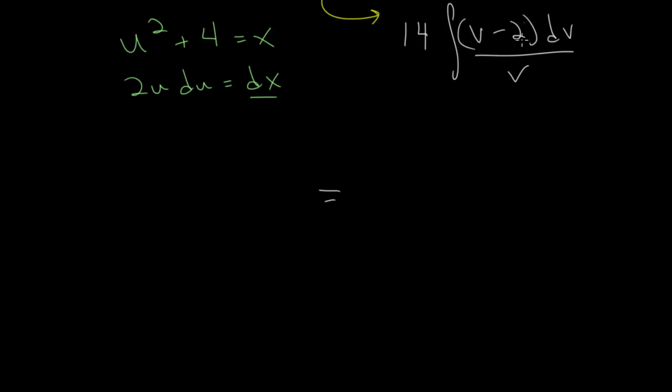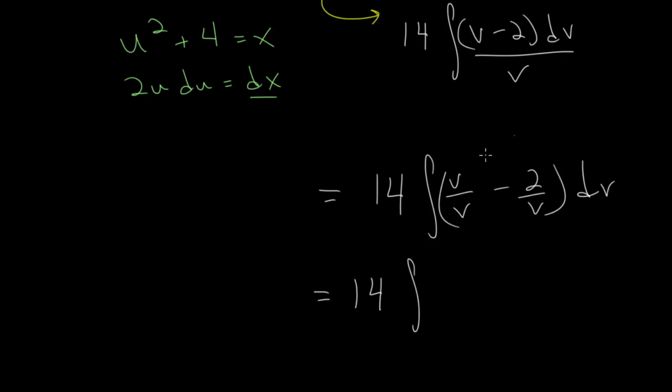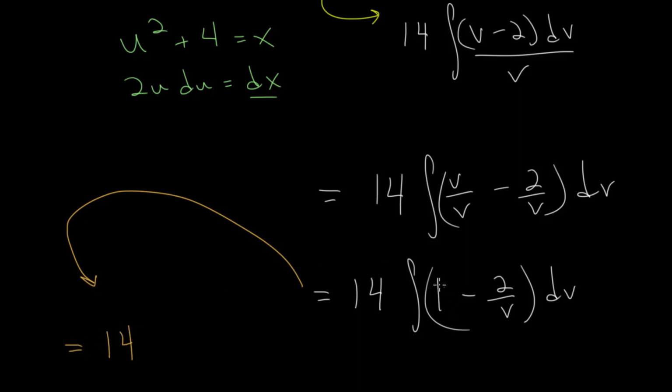Let's actually divide v into both of these so that we get 14 multiplied by the integral of v over v minus 2 over v. And we have dv here, which is 14 multiplied by the integral of 1 minus 2 over v dv. And we can evaluate this now. This will just be equal to 14 multiplied by the integral of 1 dv, which will just be v, and the integral of 2 over v, well, the 2 could be factored out, and the integral of 1 over v dv would just be the natural log of v. So we have minus 2 times the natural log of the absolute value of v.